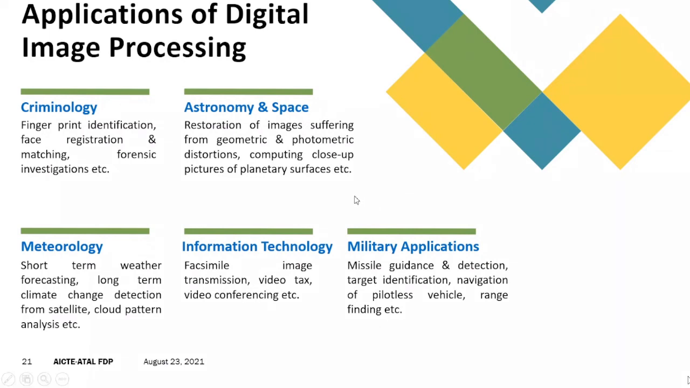In astronomy and space, to find out how the planets actually are, how the corresponding scenario is, how the environment is, for weather forecasting, for long-term forecasting, for climate change, for detection of satellites, cloud pattern analysis. This is what meteorology is. Similarly, in information technology: image transmission, video tags, video conferencing, and in military applications. So these are a number of applications of digital image processing you can find.